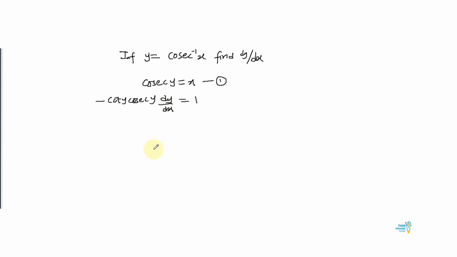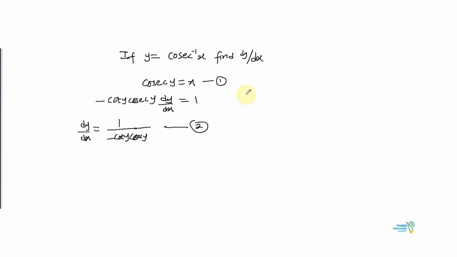This is what we are going to have. I will urge you to watch my video on the differentiation of cosec y to understand this better. So dy/dx will be equal to 1 over minus cot y cosec y, and let's call this equation 2.